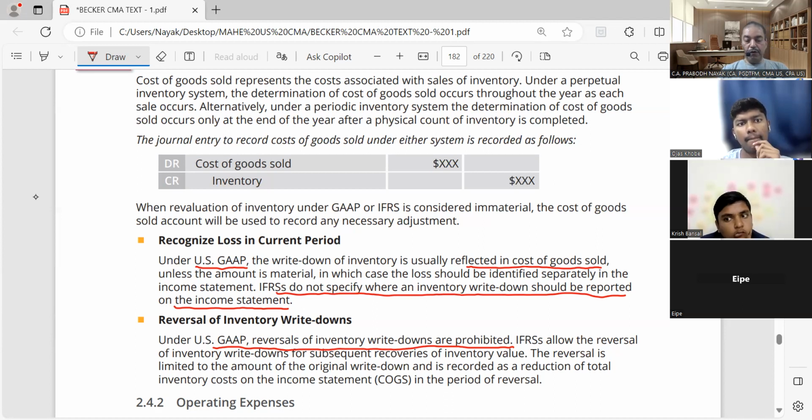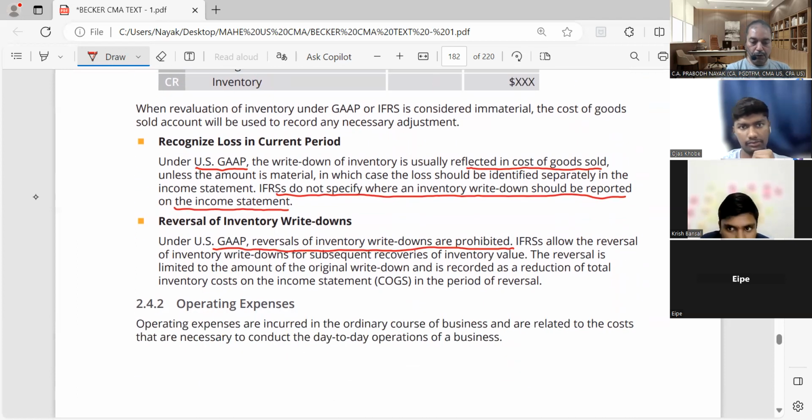Okay, so these 2 points you have to remember. First of all, how to recognize the loss of inventory. The loss of inventory is recognized in the current period as per US GAAP under cost of goods sold, and under IFRS, there is no particular specification. Reversal of inventory loss as per US GAAP is not allowed, it is prohibited, whereas under IFRS, it is allowed. So these 2 points, I'll just mark it here. That is important for MCQs.